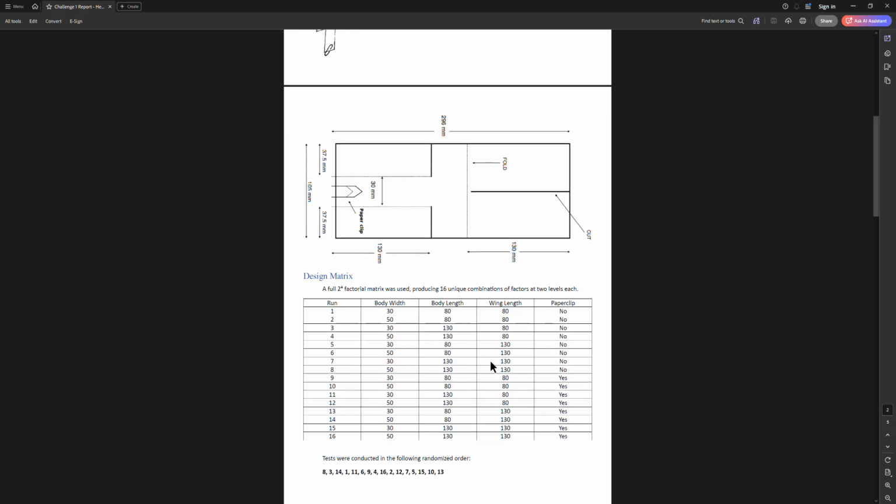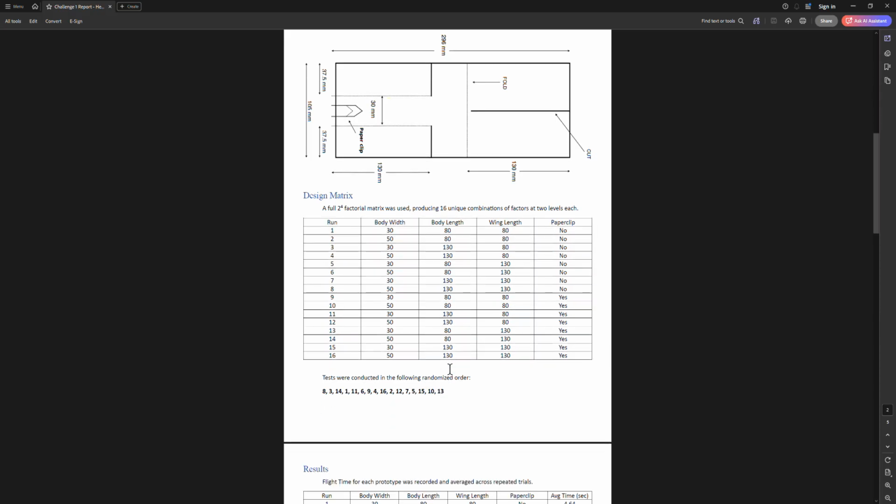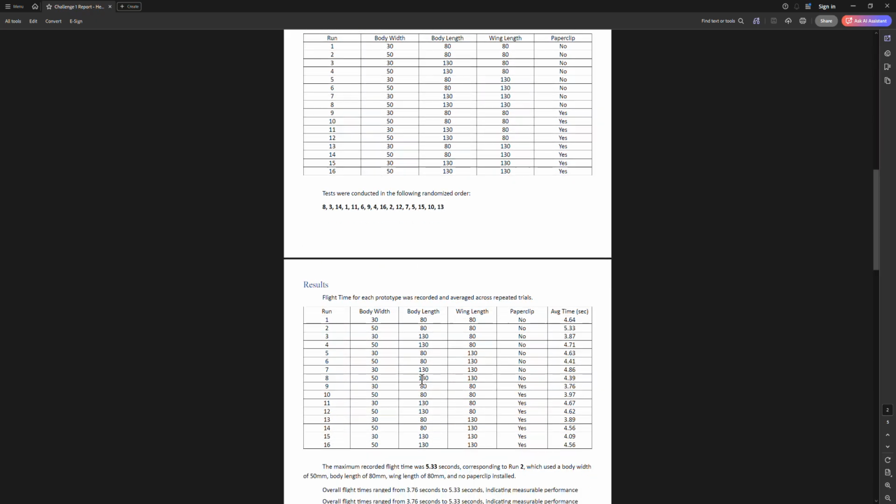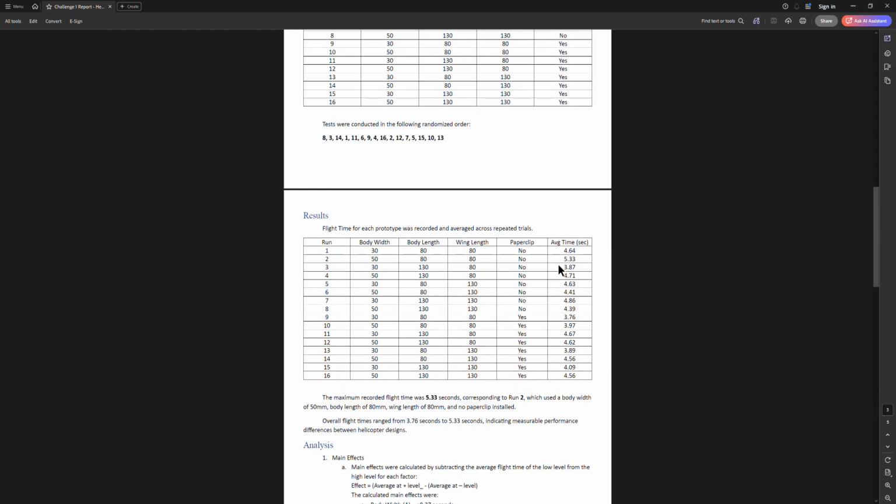So for each helicopter, we predetermined the order in which they would drop so that it wouldn't be sequential. This was predetermined, so I wrote these down prior to dropping them. And so after each was dropped, we recorded results here with average time. So we did 3 runs.